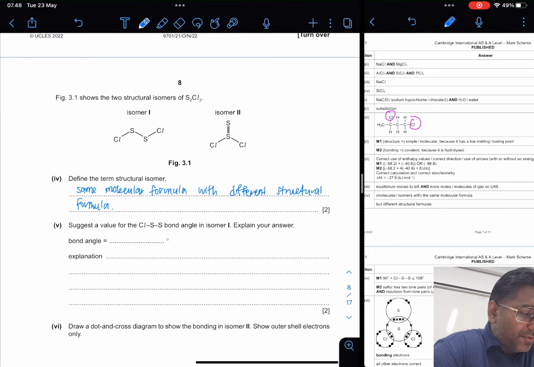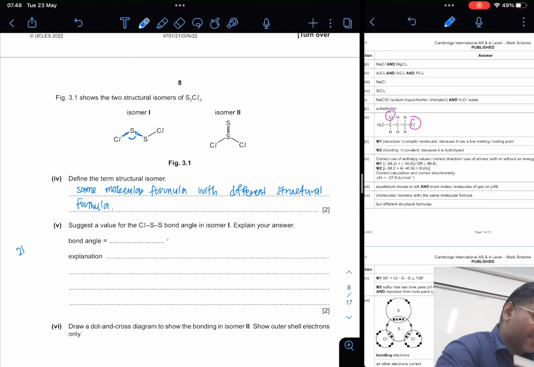Now, suggest a value for Cl, S, and S bond angle. So they want this bond angle. Explain your answer. So in order to find this, you need to find out first the center atom, which is going to be sulfur. Then you check, sulfur has two bonding pairs, one bonding pair is here, another bonding pair is here. So you have two bonding pairs. Now check whether they have lone pair or not.